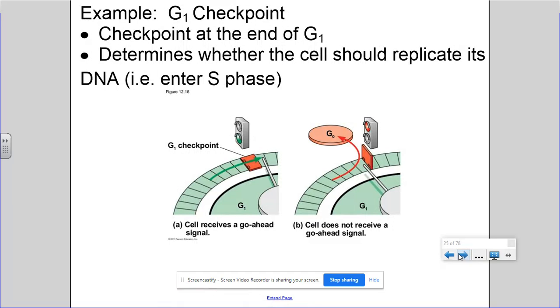As an example, the G1 checkpoint takes place at the end of G1. So once the cell has gone through G1, it has gotten larger after it just divided in half. If there are enough nutrients around and everything else is functioning correctly in the cell, then the cell will go into the S phase and replicate its DNA.